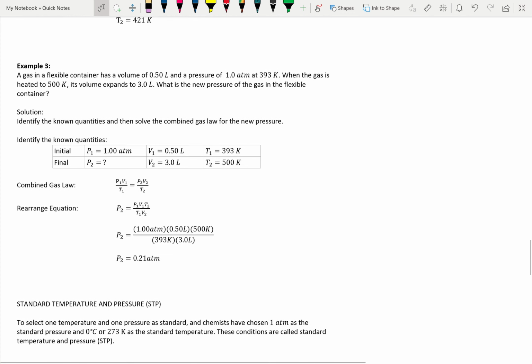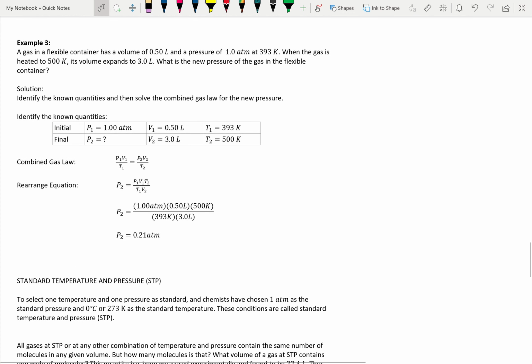Example 3. A gas in a flexible container has a volume of 0.5 liters and a pressure of 1 atmosphere at 393 Kelvin. When the gas is heated to 500 Kelvin, its volume expands to 3 liters. What is the new pressure of the gas in the flexible container? So, what do we have here? We have volume, pressure, temperature. We have all three. So we'll set up our combined gas law: P1V1 over T1 is equal to P2 times V2 over T2.